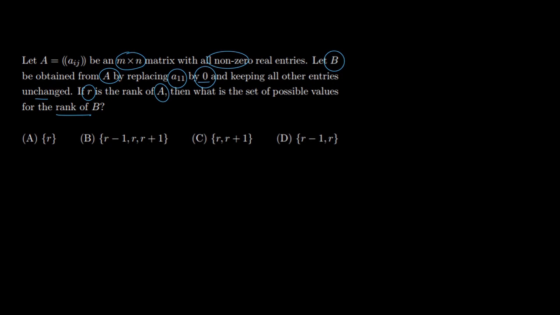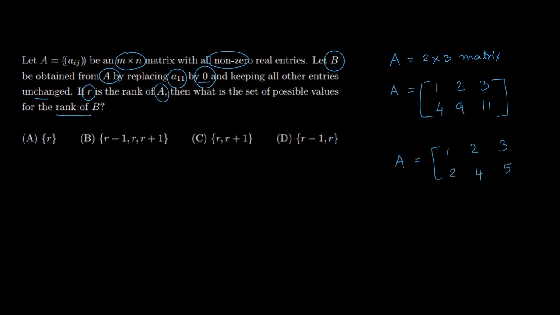Now, the best way to attack such problems is to take an example. Let's say A is a 2 by 3 matrix, and we take two examples. Example 1, the elements are 1, 2, 3, 4, 9 and 11. And example 2 is we take 1, 2, 3 and we have 2, 4 and 5.